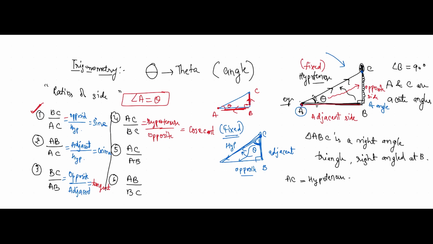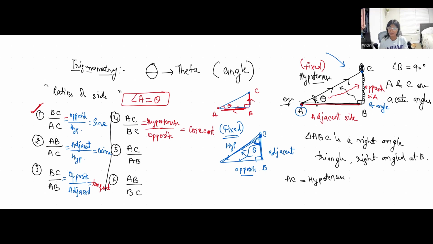Next. Do you know the name of the next? AC is hypotenuse over adjacent. So that would be my hypotenuse over adjacent. That's the reverse of cosine, that is secant.